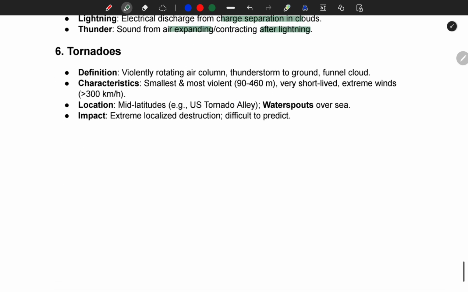Next is tornado. Definition: violently rotating air column from thunderstorm to ground, funnel cloud. Characteristics: smallest and most violent, 90 to 460 meters, very short lived, extreme winds, not more than 300 km per hour. Location: mid latitude, example US tornado alley. Waterspout over sea. Impact: extreme, localized destruction, difficult to predict.